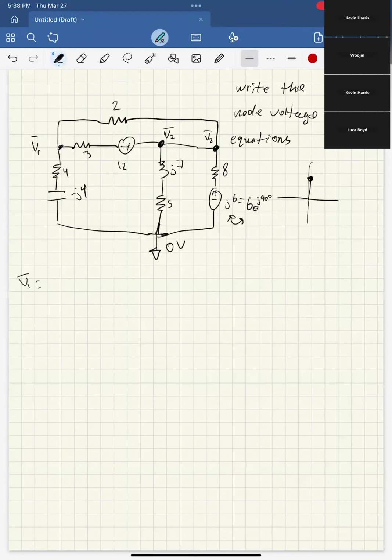For V1, going down, we have V1 minus 0 over, okay, two things in series here, so we can just add them together. So this is just 4 minus j4. Going to the right, we have V1, and then here we have a 12-volt difference between these points, but it's positive on this side. So if we have V2 here, then go down 12, we'd have V2 minus 12. So it'd be V1 minus V2 minus 12, over just that 3 ohm resistor. And then going up out of there, we have V1 minus V2 over 2 equals 0.